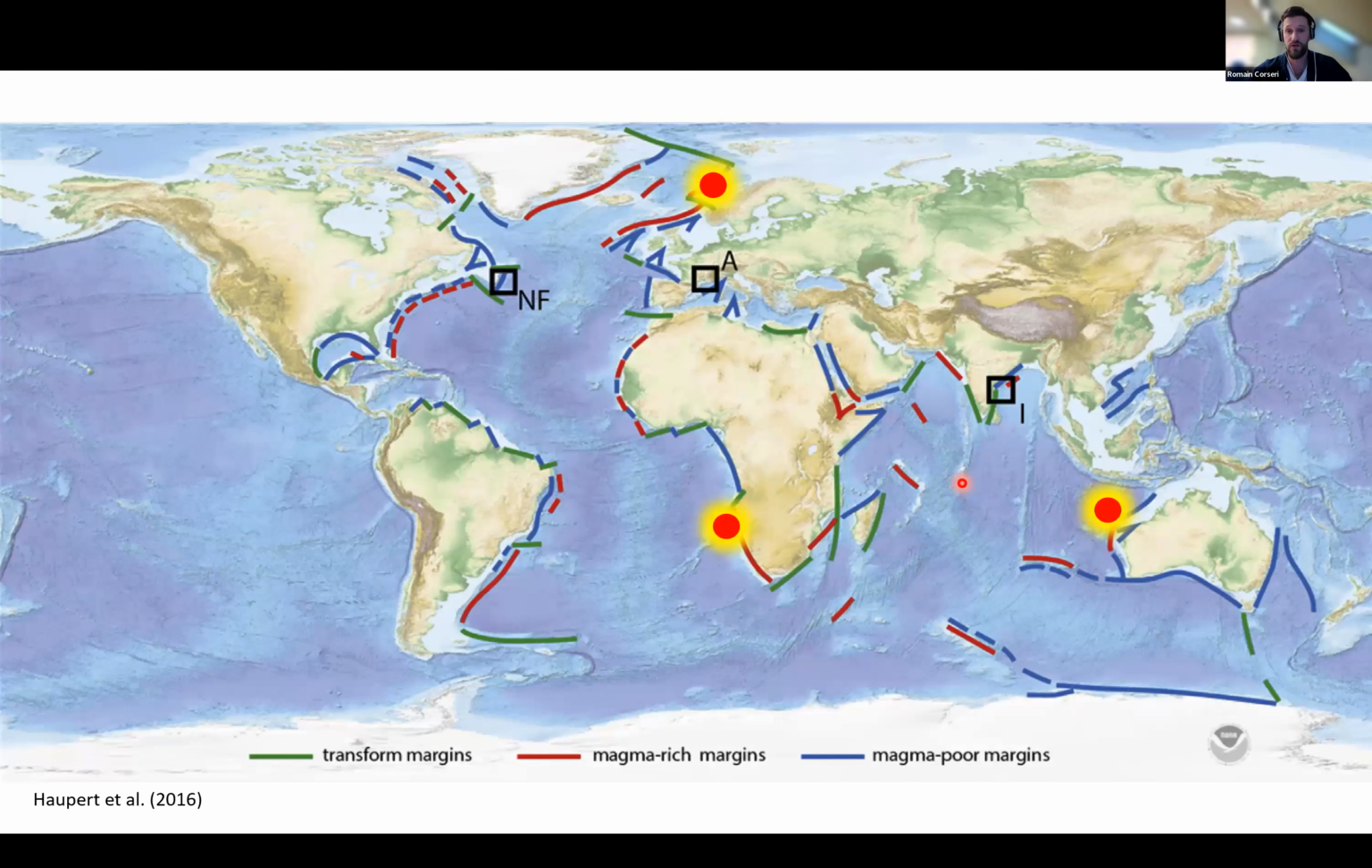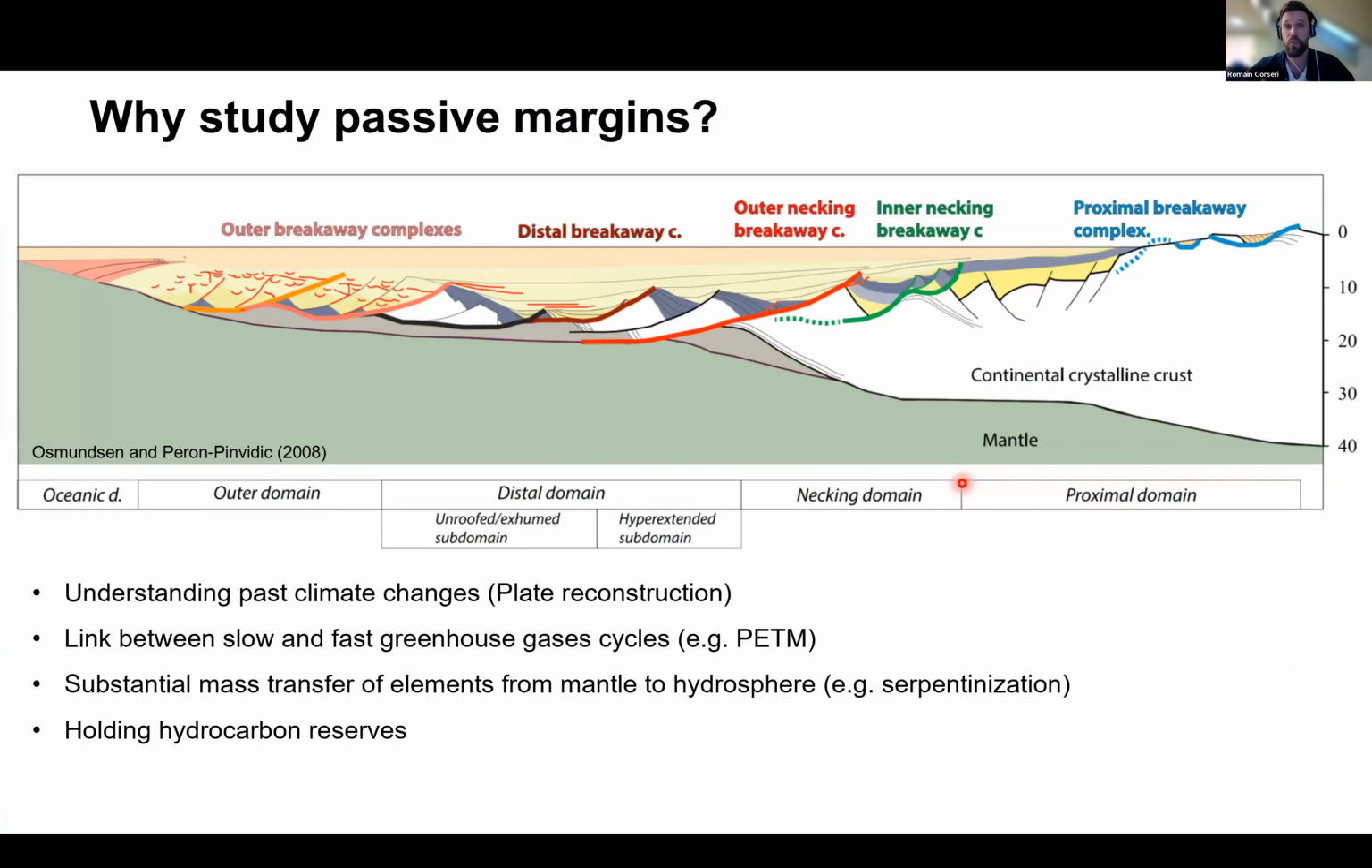So when you see these studies and you look at the distribution of passive margins in the world, you can see that very little is known about the electrical resistivity structure of rifted margins and what they mean for rifting and continental breakup. So why would we study these passive margins? What would they bring to the knowledge?